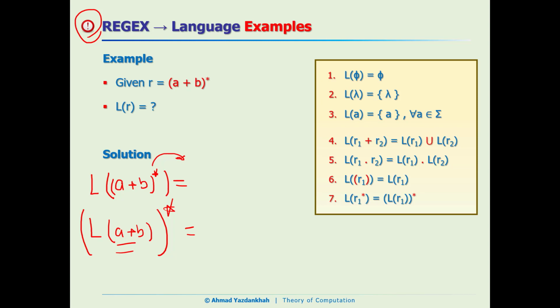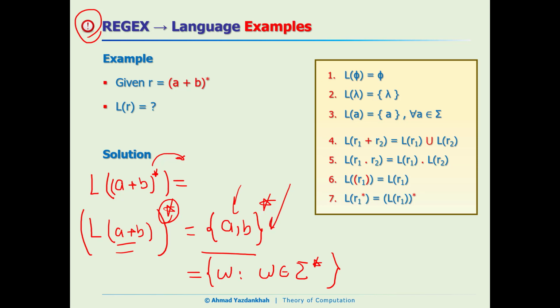Based on the previous slides, we know that it is equivalent to A comma B, and we have a star here. All right, A comma B star: we already know that it is all possible strings with 0 or more concatenation of these symbols, and it is equivalent to W such that W belongs to sigma star. So it means that this language is everything, right? The set builder of this language is equivalent to everything.